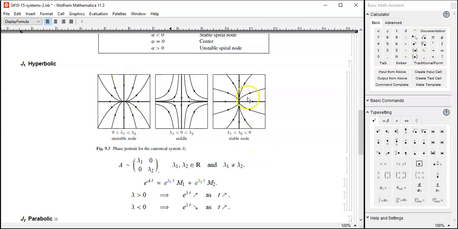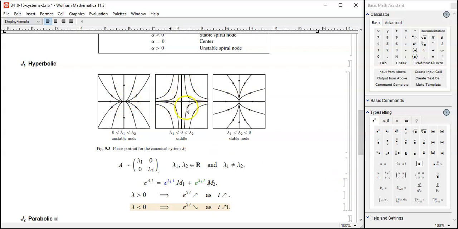Now, how about the third case? In that case, they're both decreasing. Lambda 1 and lambda 2 are both negative, so e to the lambda 1 t is going to go down to 0 as t gets larger and larger. Same here. They're both going down to 0. So either way, x direction or y direction, or u direction or v direction, they're both merging down to the origin. So we have stability here, a stable equilibrium. In this case, an unstable equilibrium.